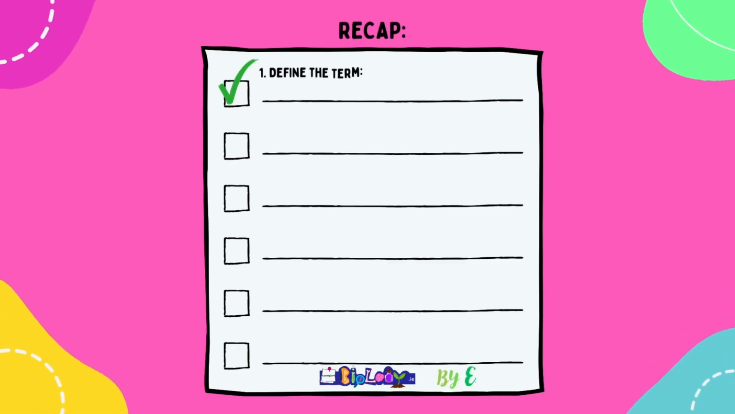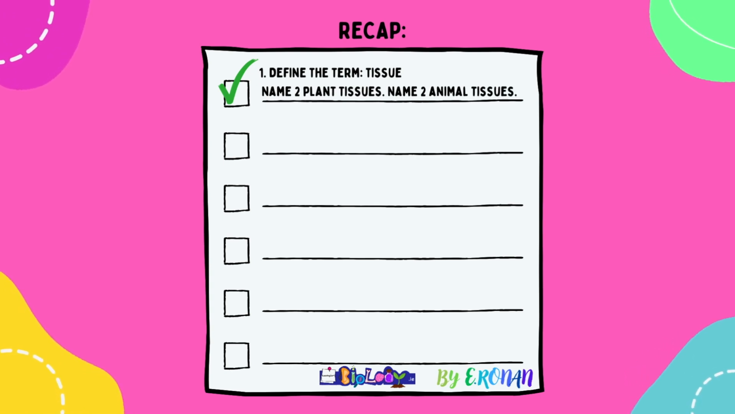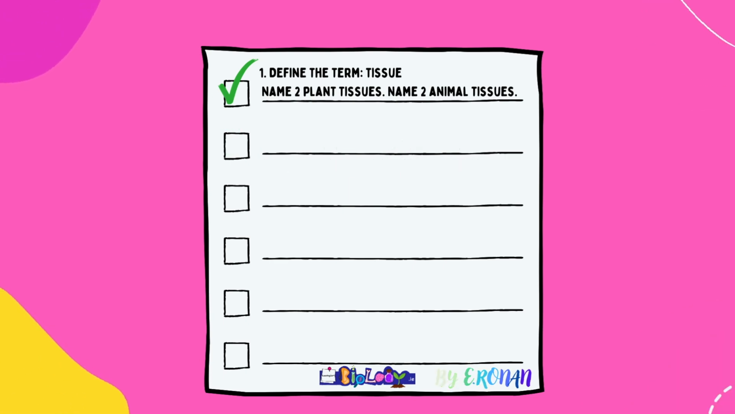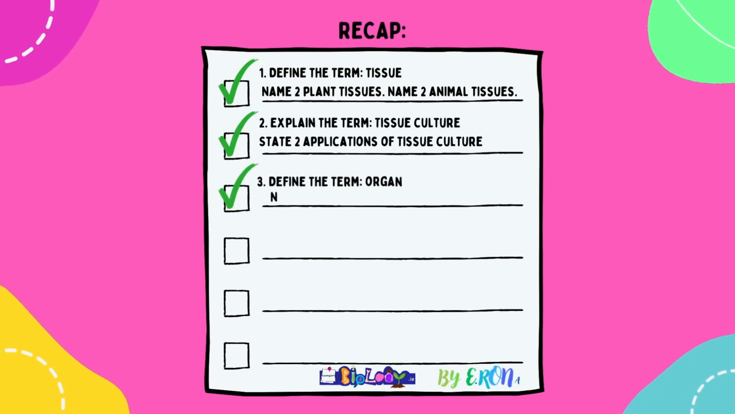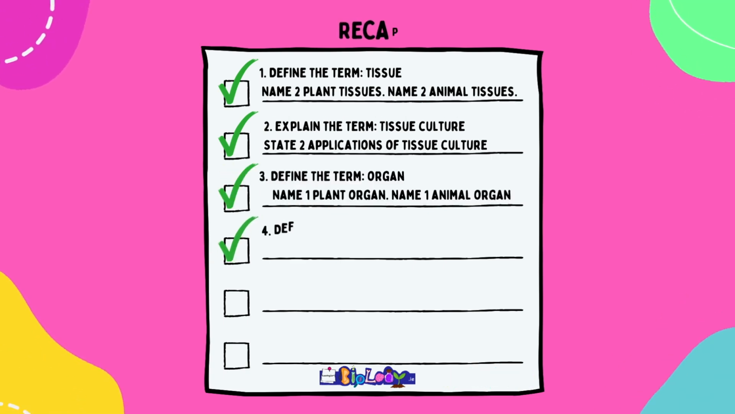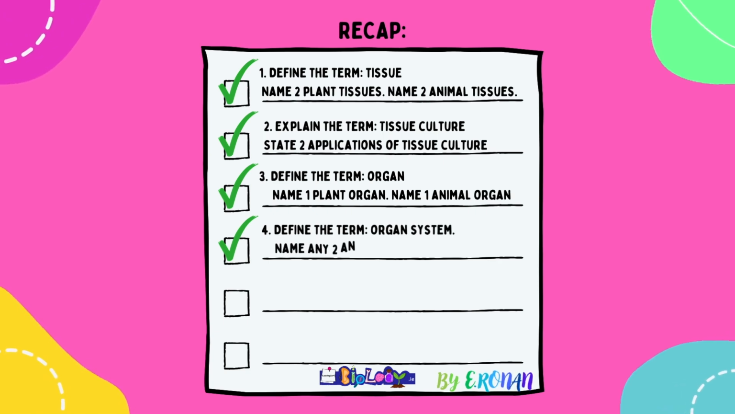Okay, let's have a look at a recap. You need to be able to define tissue. Name 2 plant tissues and 2 animal tissues. You need to be able to explain the term tissue culture and state 2 applications of tissue culture. Next, you need to be able to define the term organ. Name 1 plant organ and 1 animal organ. And then you need to be able to define the term organ system and name any 2 animal systems.